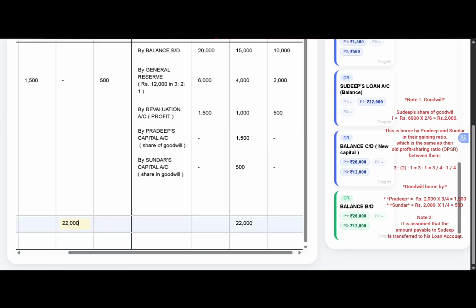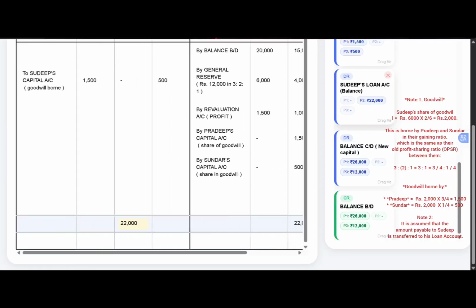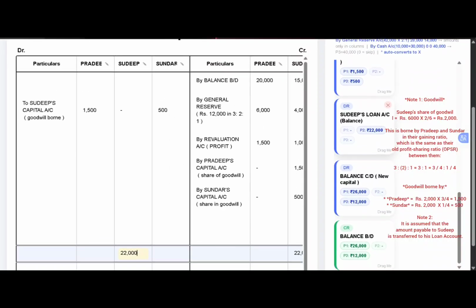So here Sudeep's account, we assume that his account is being taken as a loan account. It is not paid immediately. So we assume that it is taken as a loan account. So we are going to balance the retiring partner Sudeep's account, that is as to Sudeep's loan account, that is the balancing amount of Sudeep that is taken as a liability in the balance sheet. As we have not settled his account on his retirement, it is assumed as a loan account.